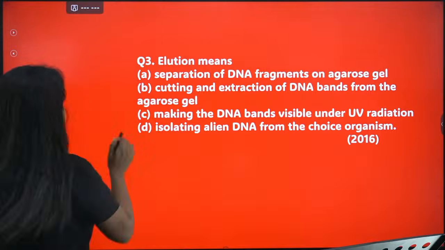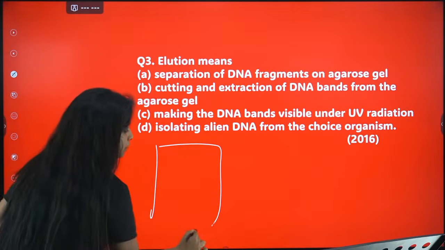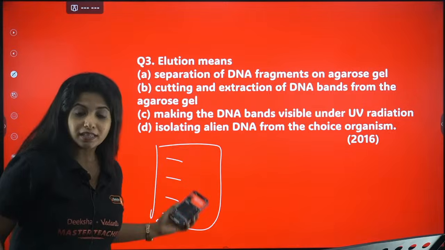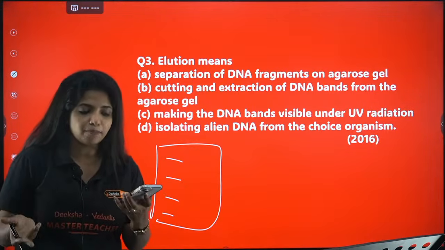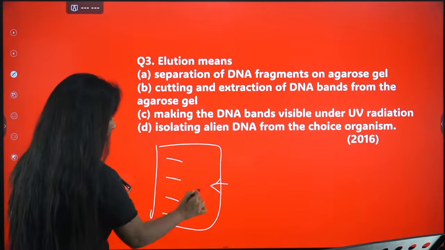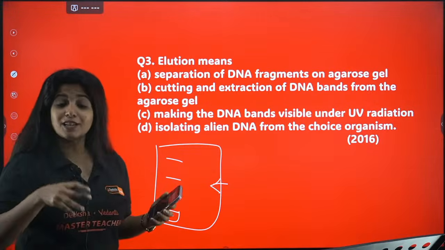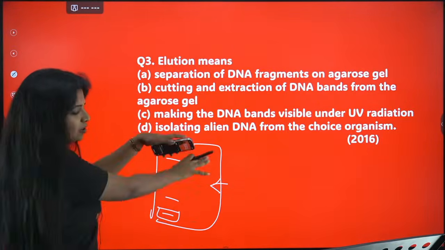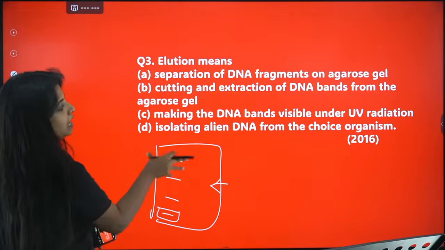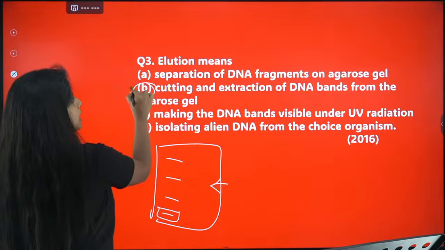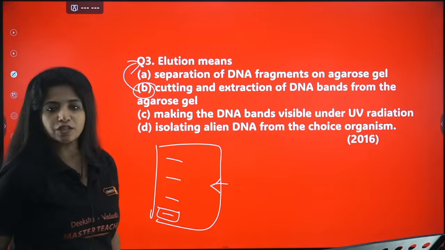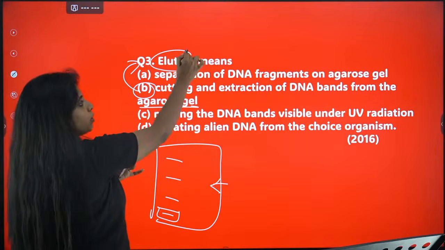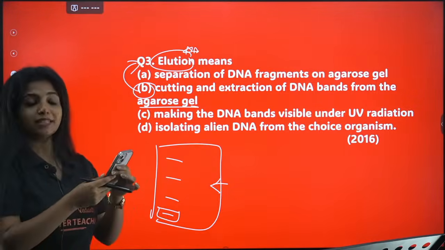So elution basically means, suppose I have my DNA fragments and I made them separate using the gel electrophoresis method. Now, once they are separate, I need to take them out also. I cannot keep them there forever, right? I need to pick them, cut them and take them out. This is known as elution. So separation of DNA fragments on agarose gel is not known as elution. Rather, when I cut it and I extract it, I call this elution. So cutting and extraction of DNA bands from the agarose gel is your answer for elution. This is a very important question. This came in the year 2016.